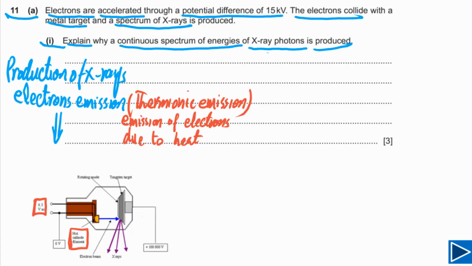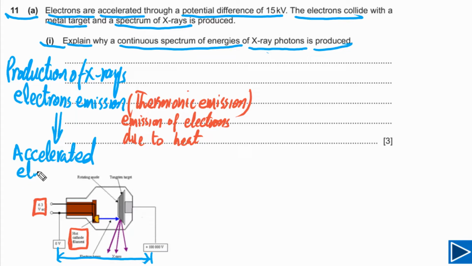And the second step: the electrons emitted due to thermionic emission are accelerated by a potential difference. So we accelerate them by applying potential difference. This is the potential difference you can see here between these two terminals. We have 0 volts here and we have 100 kilovolts here. Due to this potential difference, electrons will be accelerated, meaning they will gain kinetic energy.